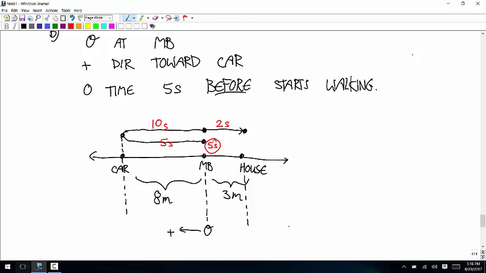Okay, so now let's finish labeling these. The car is 8 meters in the positive direction from 0. So what's the number for the car? Yeah, positive 8. And now this is different. The house is 3 meters in the negative direction from the 0. So what's the numeric label at the house? Negative 3.